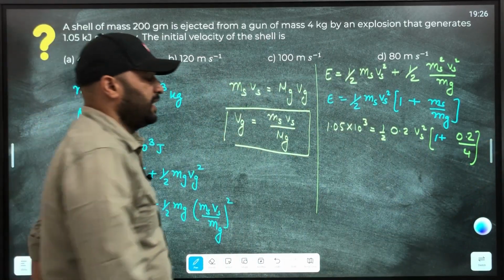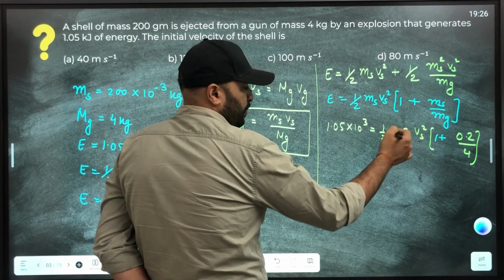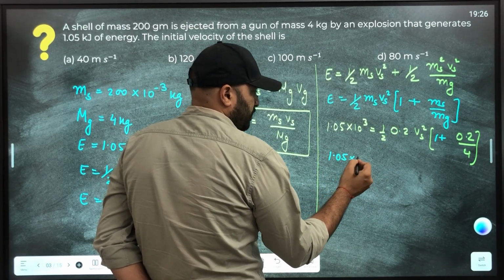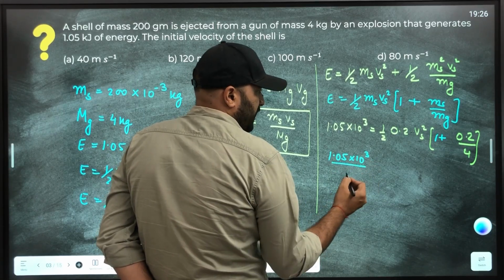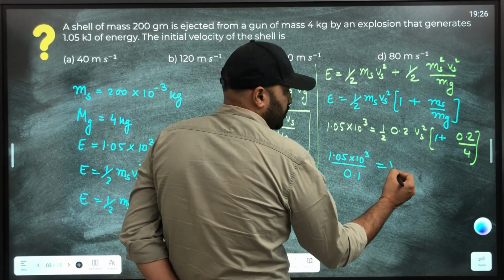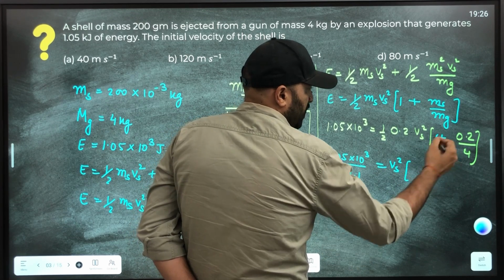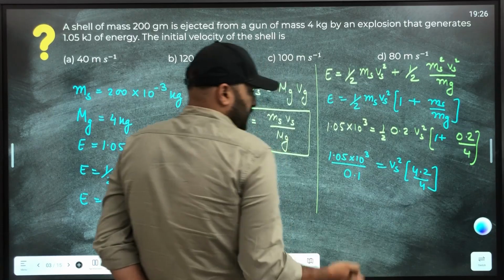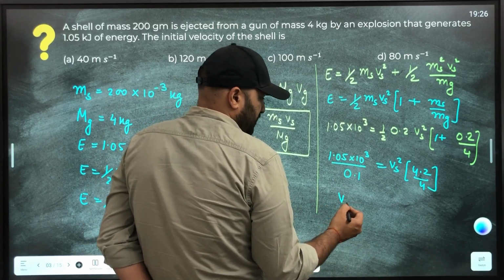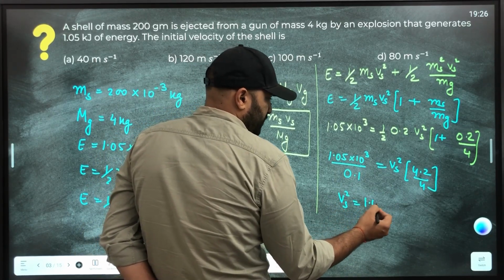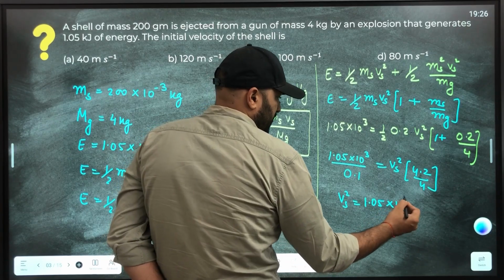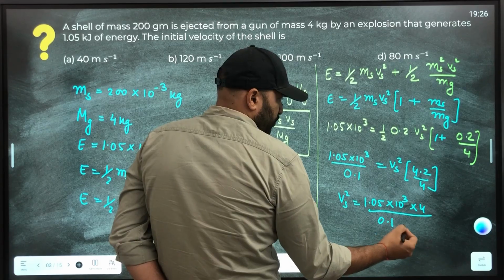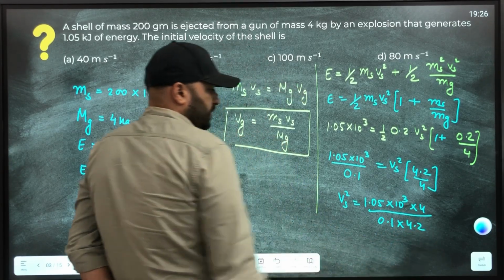Let's take it on the other side. So 2 cancels with 0.2, you are left with 0.1. Taking 0.1 that side, 1.05 into 10 to the power 3 whole divided by 0.1, that equals vs square into 4 plus 0.2, 4.2 by 4. Clear it is? Let's cross multiply. So vs square will be equal to 1.05 into 10 to the power 3 into 4 whole divided by 0.1 into 4. I hope this is clear.